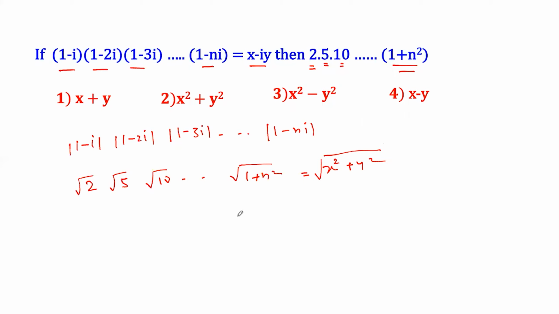So you only have to see what we have to apply. Also, what we can do, right? We can multiply with the conjugate of this, means 1 plus 2i, 1 plus 3i, and so on, 1 plus ni. Similarly, this will be x plus iy. Multiplying both sides by the conjugate of this, we again get the same result in this question.